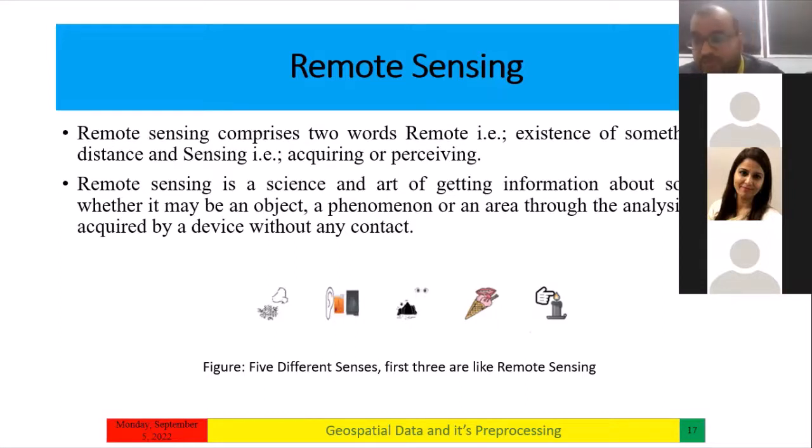So if I talk about the human senses, there are 5 human senses, and out of these 5, 3 are basically working on the principle of remote sensing. For example, smelling is a procedure which works on remote sensing. The hearing and the sighting, these first 3 I have shown in the diagram, are working on the principle of remote sensing, whereas taste and touch are not at all following the remote sensing procedure for acquiring the information.